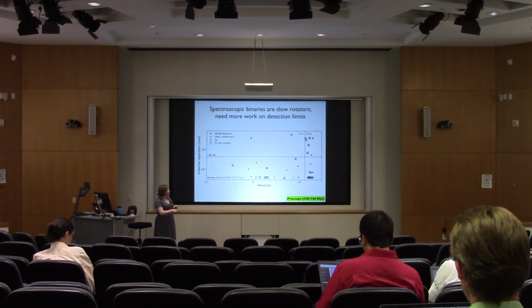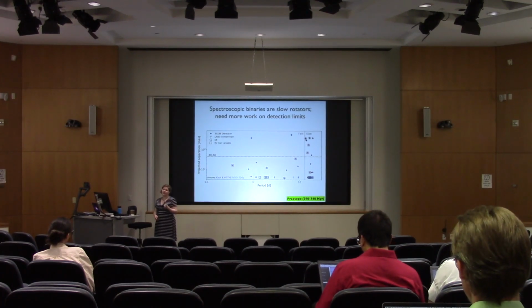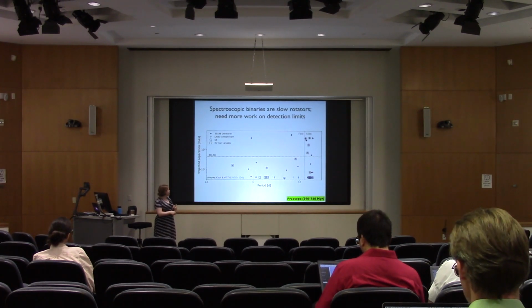And I've added down here these arrows. They're not really upper limits, but they're the rotation periods of stars where we did not detect a KEC companion, even though we may have looked for it. So purple are things where we have both KEC and wind data. Blue is just wind data. So there's a couple interesting things.